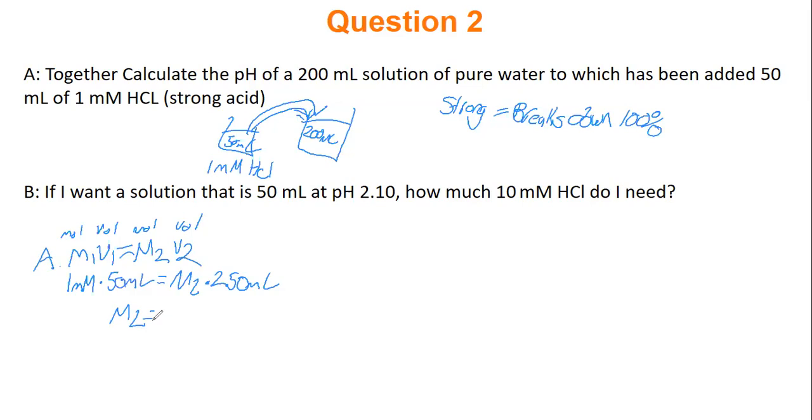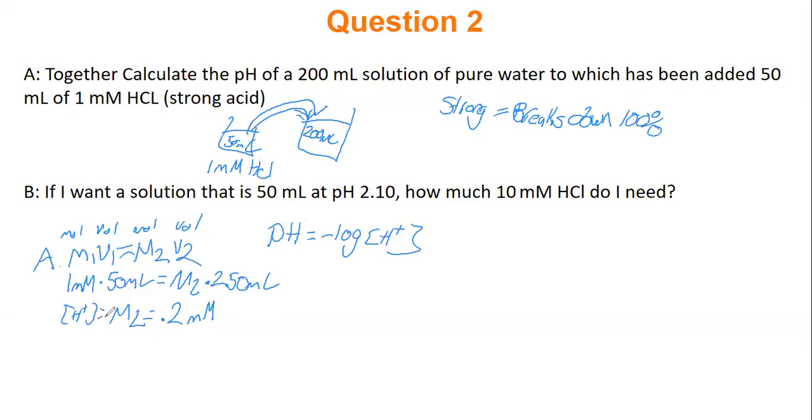One sec. Just want to double check that I did my calculation right. Okay, so it is 50 divided by 250. Yep, so my molarity is 0.2 millimolar. All right, that's my new molarity. Now I want to get pH. pH is minus log H plus concentration. So M2, that's actually H plus concentration.